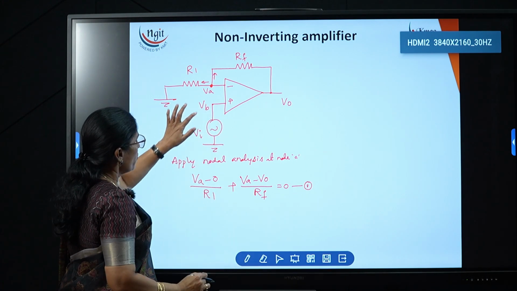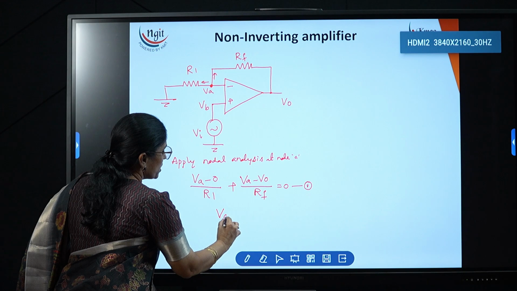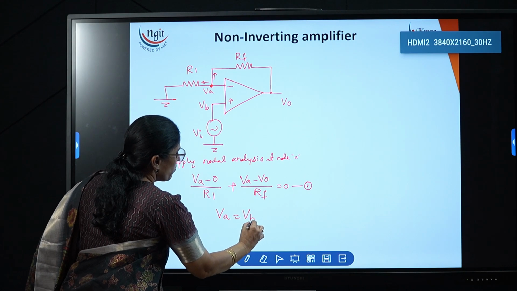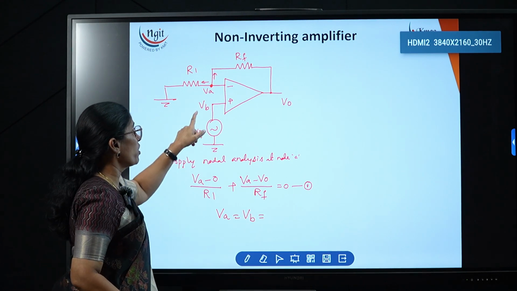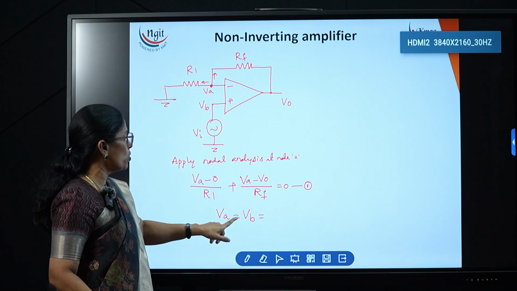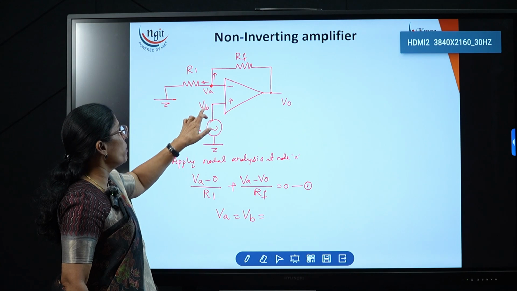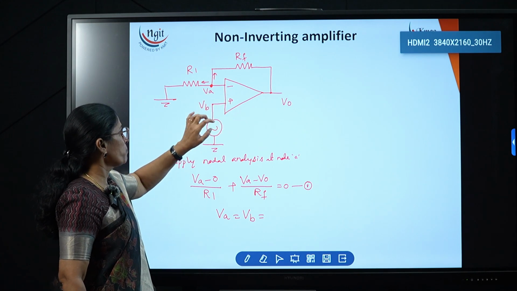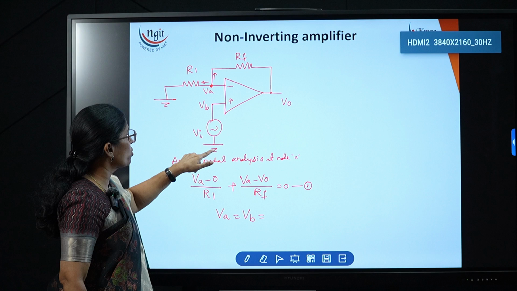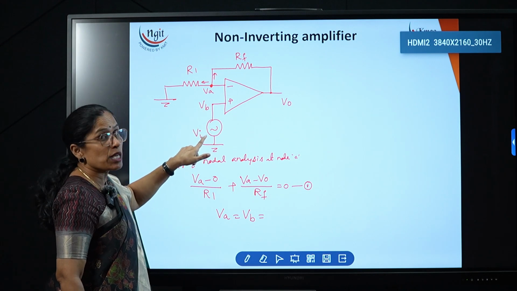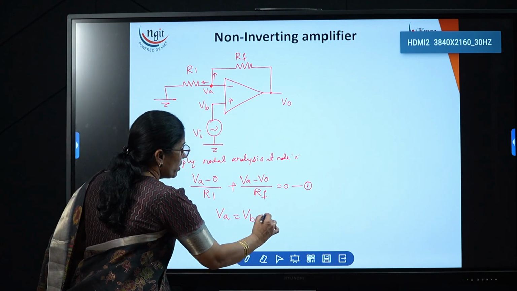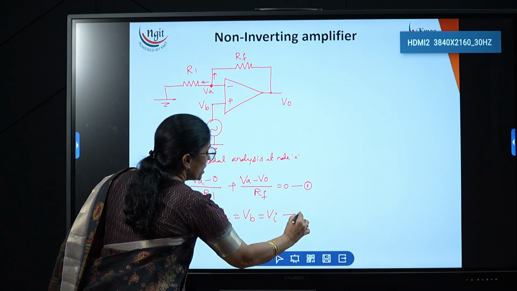Now here VA, we already know that VA is equal to VB. In the inverting amplifier VB is connected to the ground, that's why VA is equal to VB is equal to 0 we have taken. Now in this case VA is equal to VB because of the high input impedance. But VB is not connected to the ground, VB is connected to the supply signal. So that is nothing but VI. So this is equation number 2.